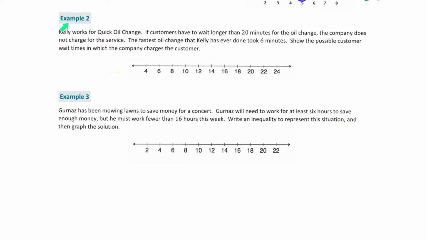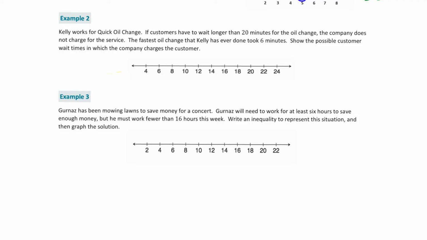Now let's look at example number 2. Kelly works for Quick Oil Change. If customers have to wait longer than 20 minutes for the oil change, the company does not charge for the service. The fastest oil change that Kelly has ever done took 6 minutes.